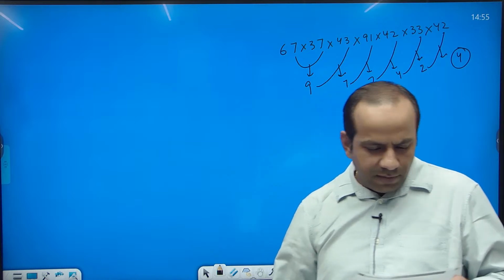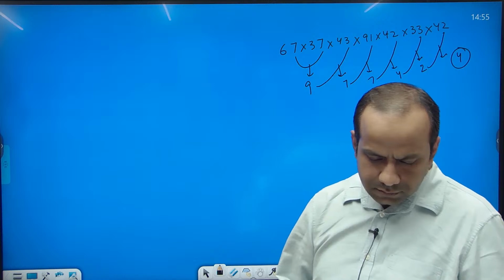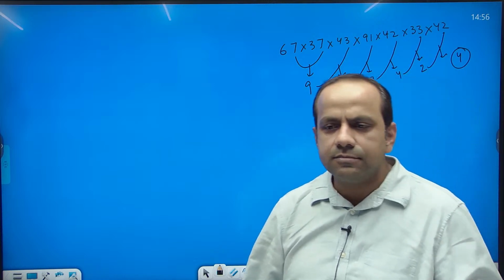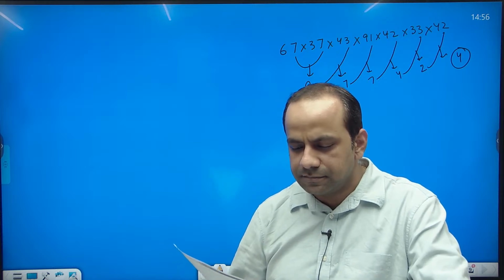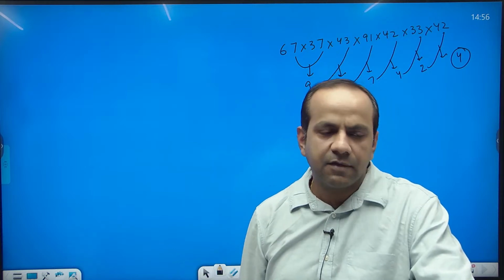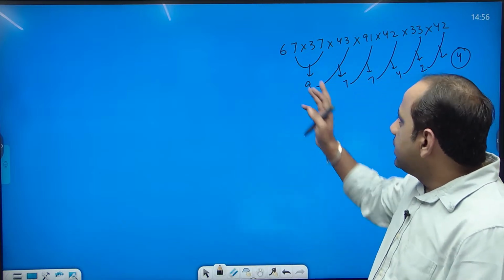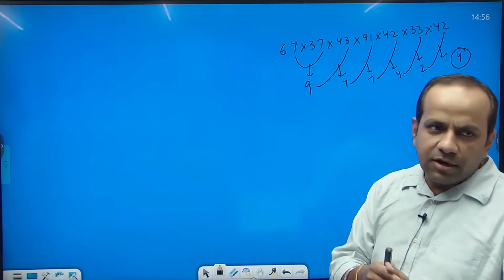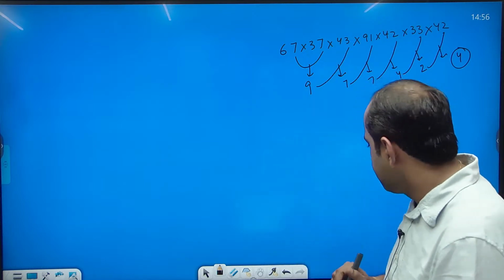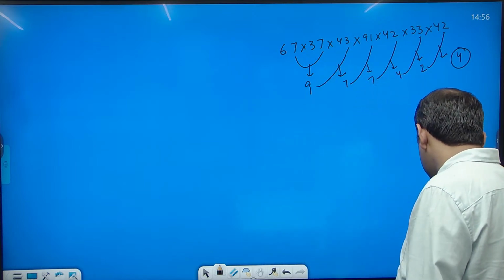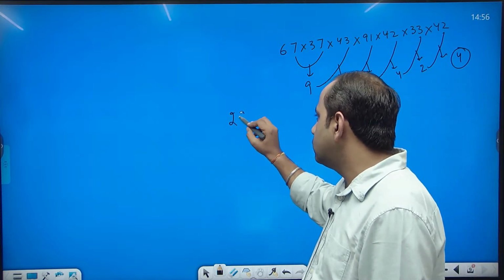What will be your answer for question number 9? There is no need to even look, the answer will be 0, because we have 5 and we have 2. Is it okay? So I hope when any product is given, you can easily calculate the unit digit of that value. Clear?